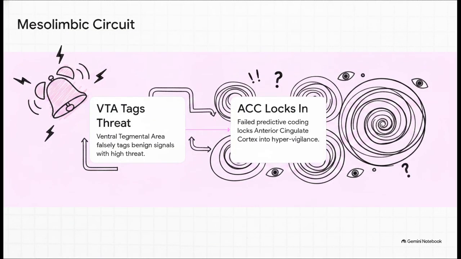In step 1, the ventral tegmental area, or VTA, inappropriately fires and falsely tags those benign bodily signals with intense emotional salience.